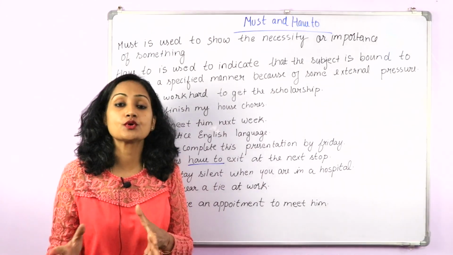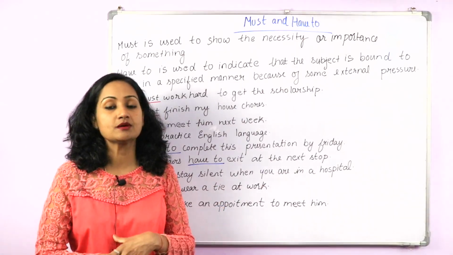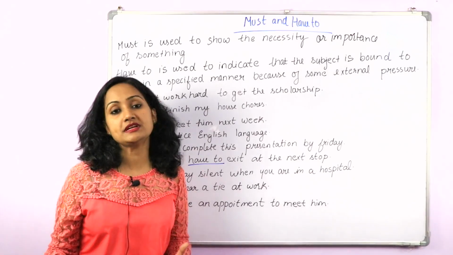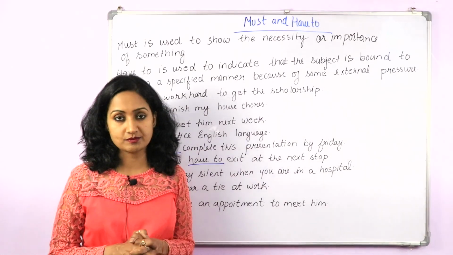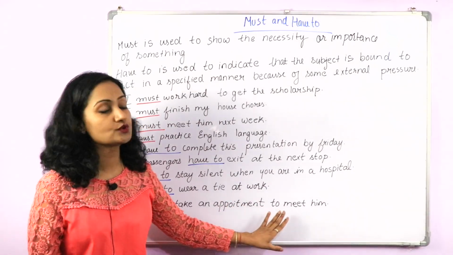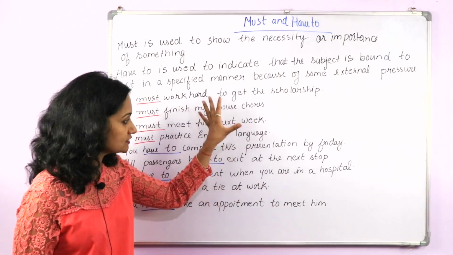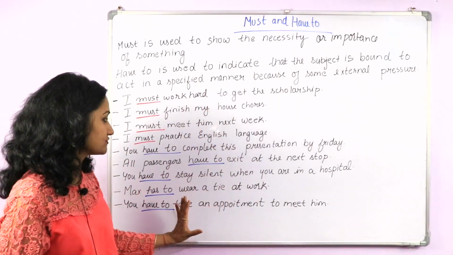So you have to follow a protocol. Again, an external obligation. It becomes a compulsion. You cannot meet that person unless you have an appointment. So you have to take an appointment if you want to meet him. Again, an external obligation. So this way, this is the basic difference between must and have to.